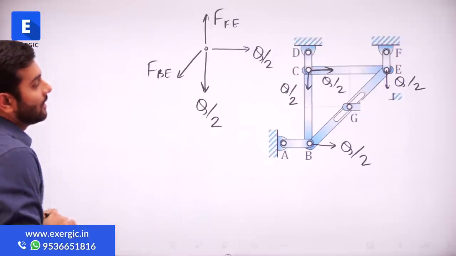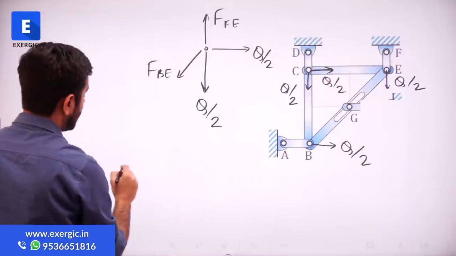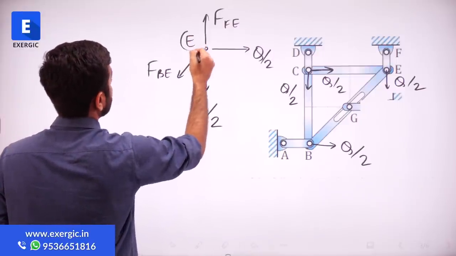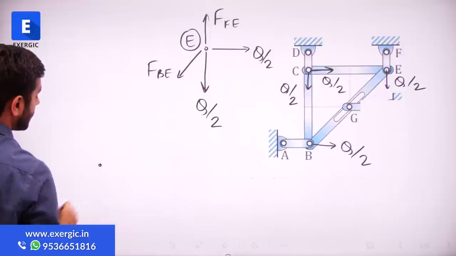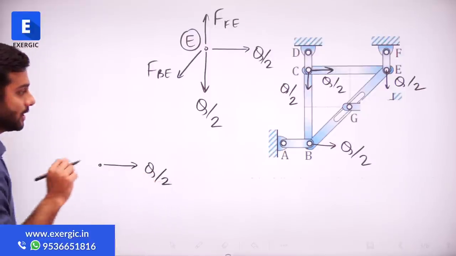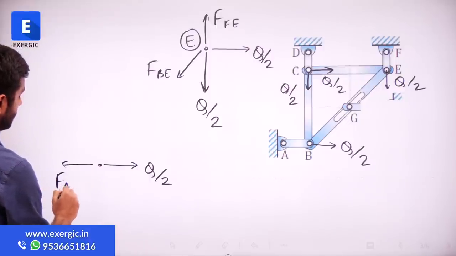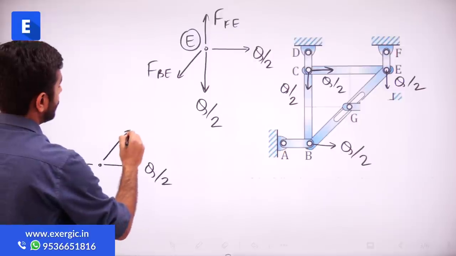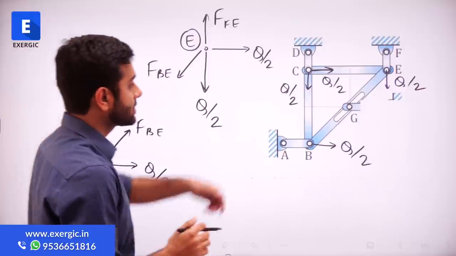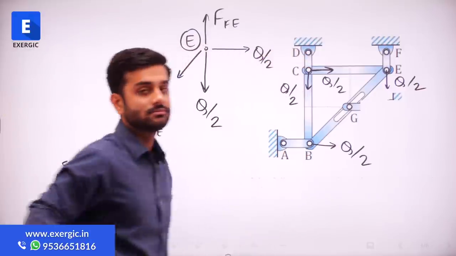Okay? And now listen to me very carefully. When we come to joint B here, very carefully you need to listen and observe what I am doing here. If you look at joint B, Q by 2 is definitely acting here, right? AB is definitely going to act in this direction, FAB. We definitely are going to have FBE here. But what about this Q by 2? Does this Q by 2 directly come and act here?